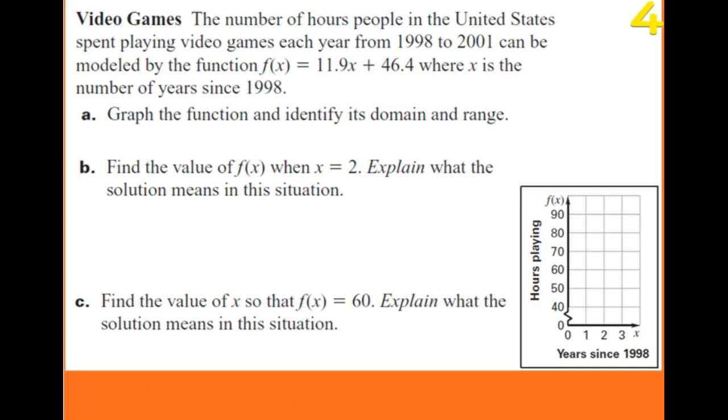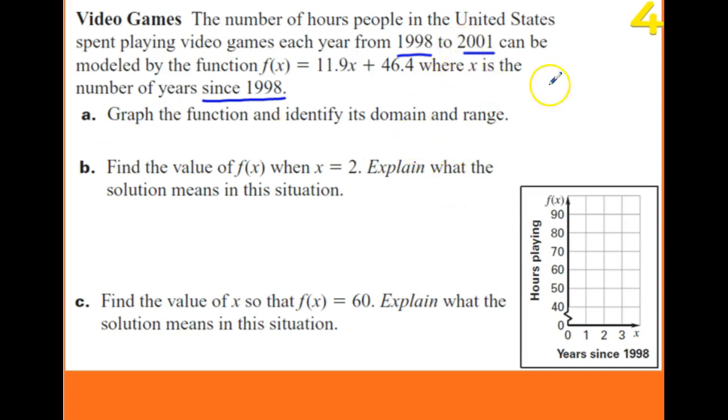Alright, next. The number of hours people in the United States spent playing video games each year from 1998 to 2001 can be modeled by the function f of x equals 11.9x plus 46.4, where x is the number of years since 1998. First it says graph the function.